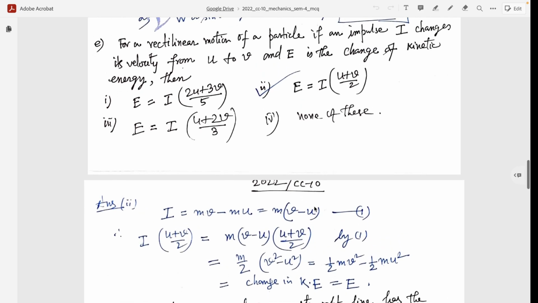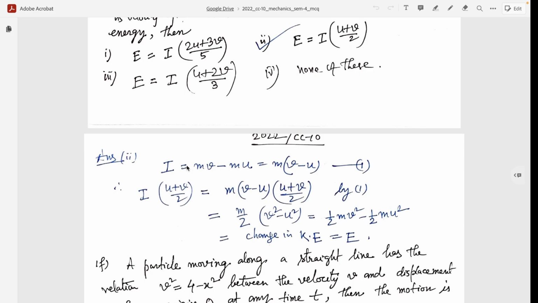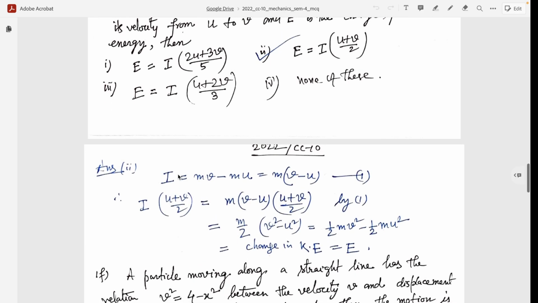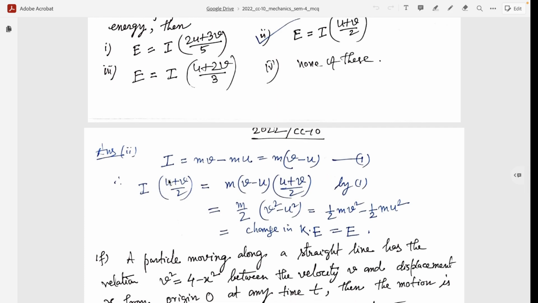Here, the impulse I equals the change in linear momentum. So mv minus mu, where v is the final velocity and u is the initial velocity. So I equals m into (v minus u). Now I times (u plus v) by 2, putting the value of I as m(v minus u), times (u plus v) by 2.